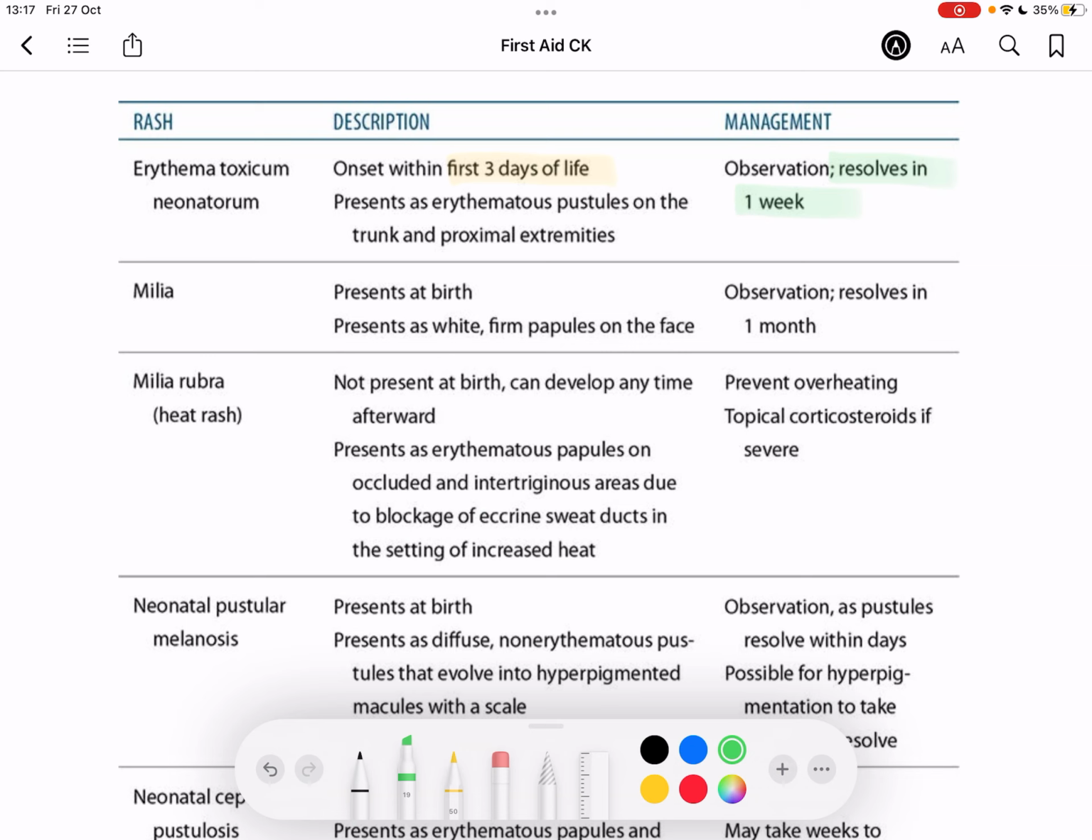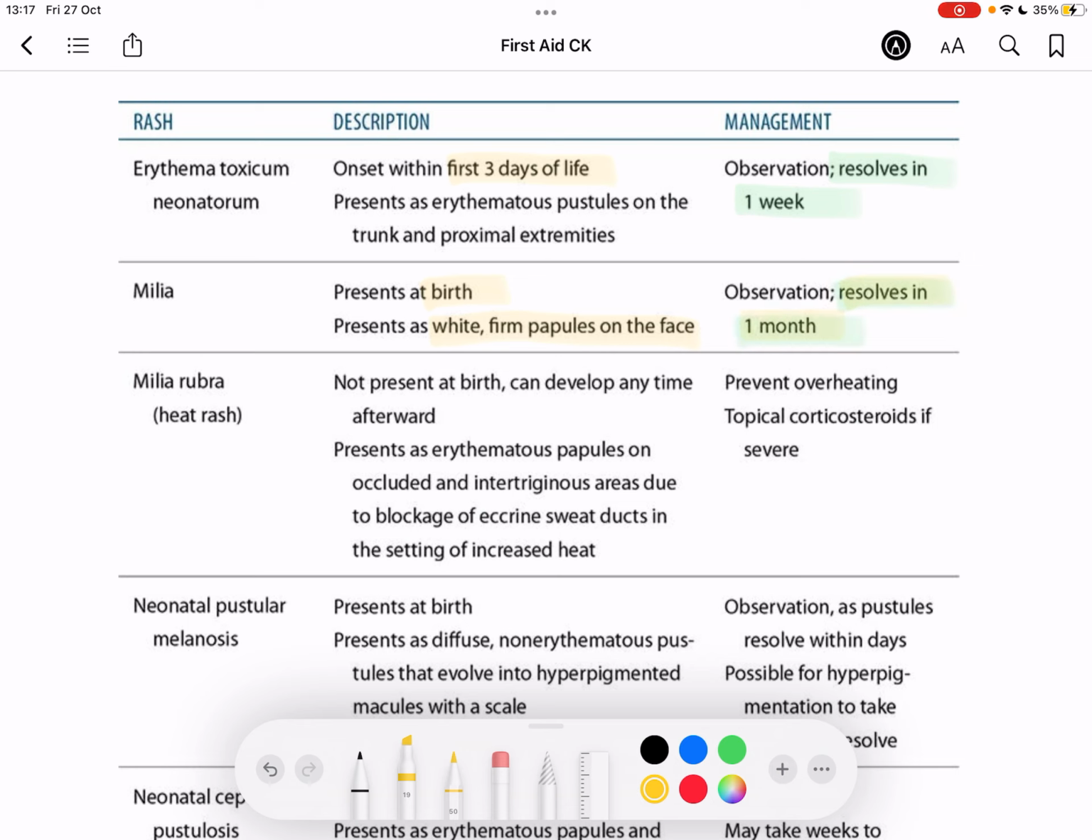Watch and wait. We also have milia. Milia is present at birth. These are little white firm papules usually found on the face. I would 100% go and have a look at some pictures of this. And again, they should resolve within a month, so we can just observe this patient, okay?